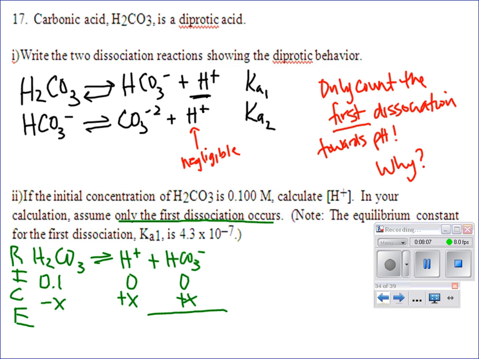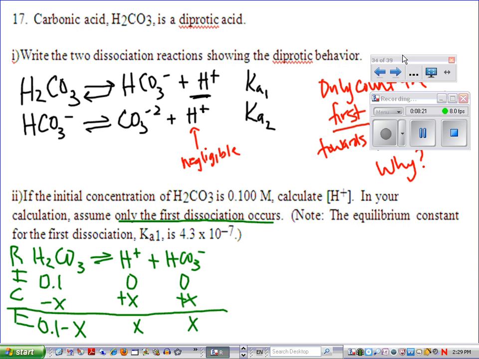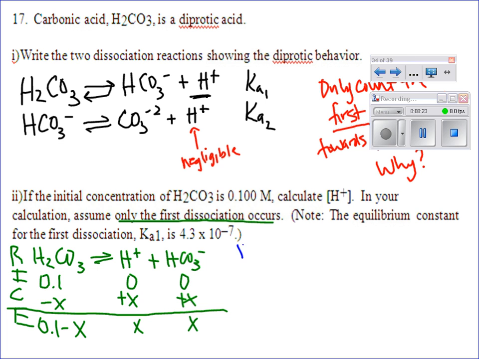Now normally I would use the shortcut, but I'm not going to for this problem because I want the math to be very clear. I don't want any cheating. I want you to see how it actually works out. So to solve, we're going to set this equal to x squared over 0.1 minus x. We're going to set that equal to the K, 4.3 times 10 to the negative 7. So the H plus concentration, which is what we're looking for, is equal to x.